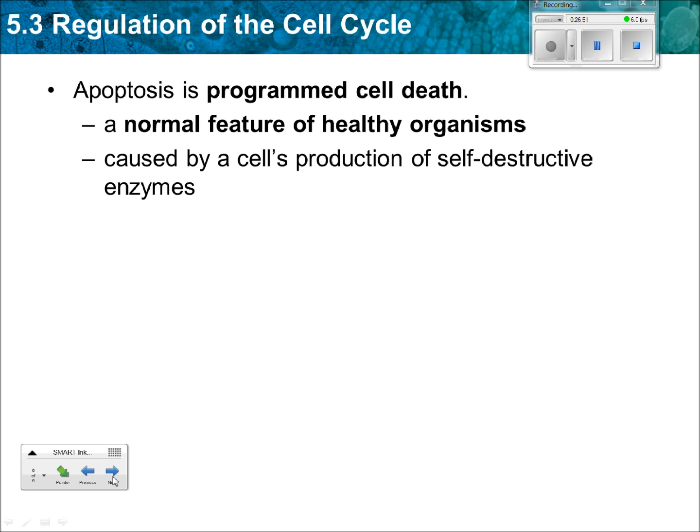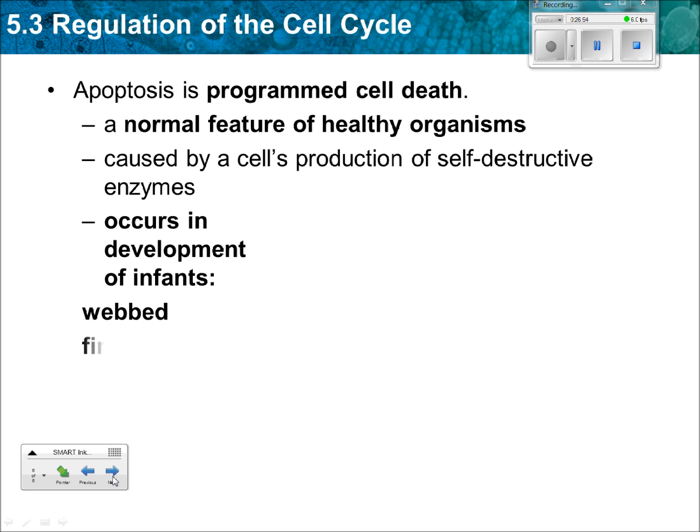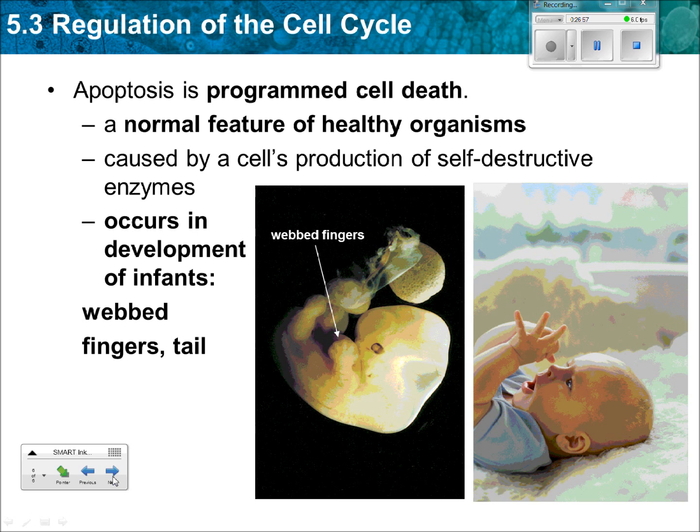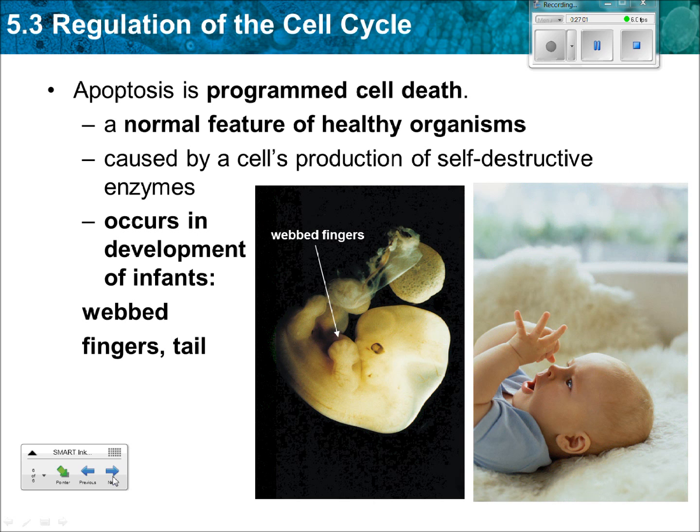And you don't need to memorize this, but I think it's cool, so I wanted to share it with you. When you were a little embryo inside your mother, you had webbed fingers, you had webbed toes, you had a little tail. How did we get rid of those? Apoptosis. The cells, further on in development, those cells died, and then you had gaps there.